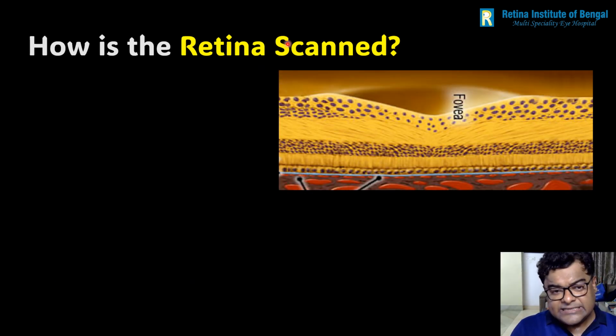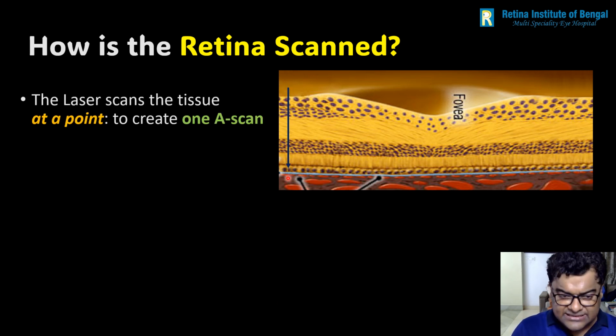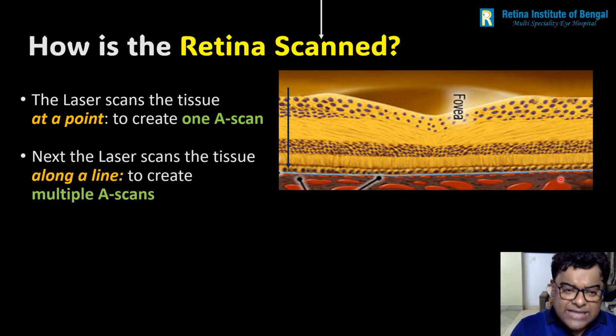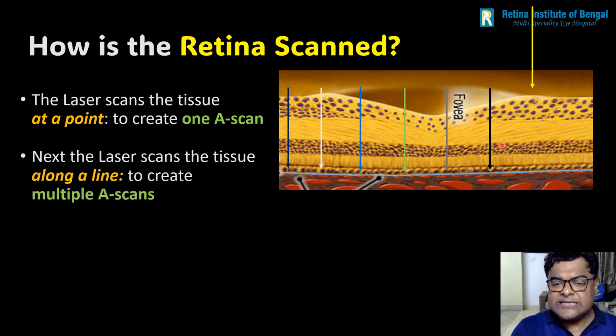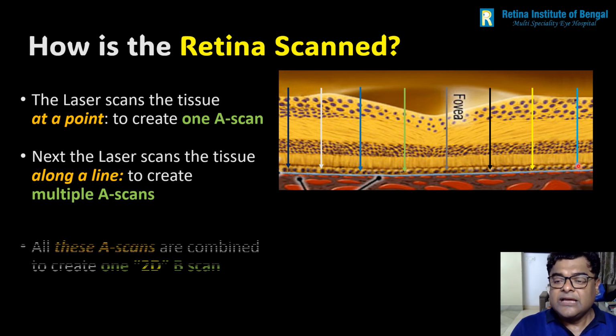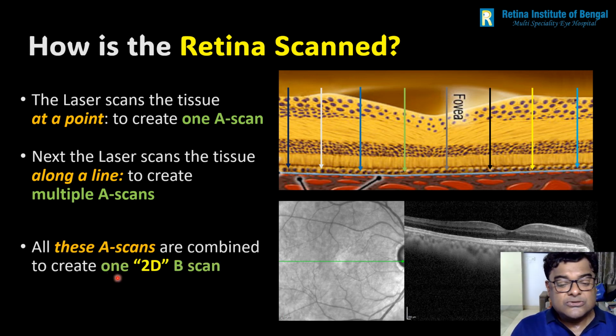How do we scan the retina? So the light first passes through a single point, as can be seen here. This laser has penetrated the retina vertically, and as it gets reflected back, we get the optical echo reflectivity of this particular point in the retina, and from that we create one single A scan. Now like this, the OCT machine keeps scanning the adjacent areas of the retina along a single line to create multiple A scans, and we combine all these A scans to create a two-dimensional B scan.